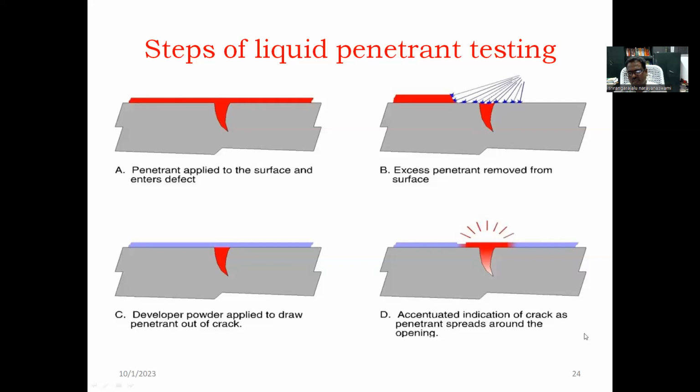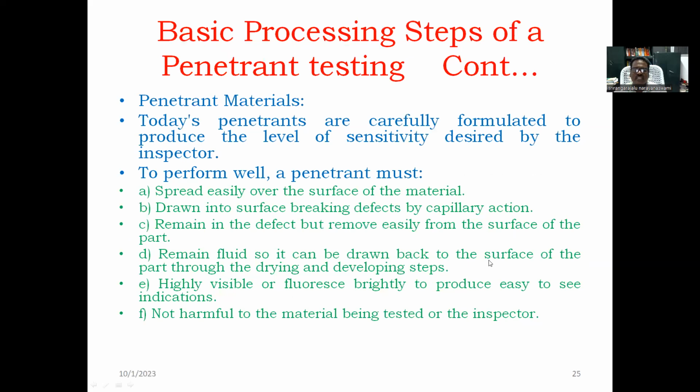An accentuated indication of the crack appears as the penetrant spreads around the opening. Here the penetrant will enter, so we are able to find the cracks and other things. Next, basic processing steps of penetrant testing.